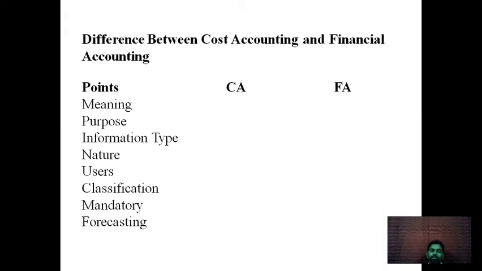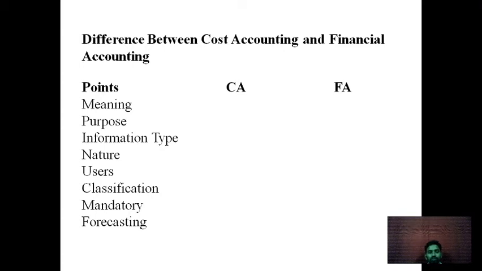And what is the meaning of financial accounting? Financial accounting records the financial information about the business to show the correct financial position of the company at a particular date. In financial accounting they record the financial data and information in the books of account.